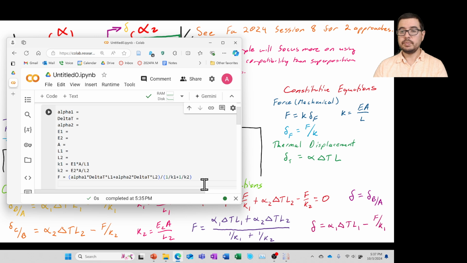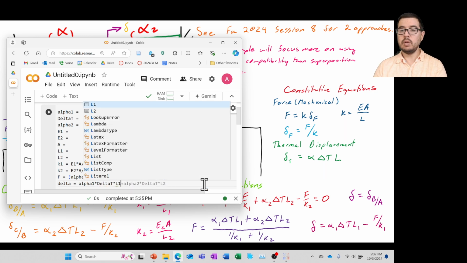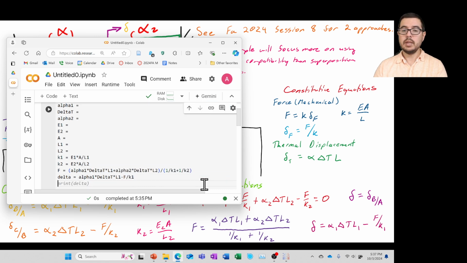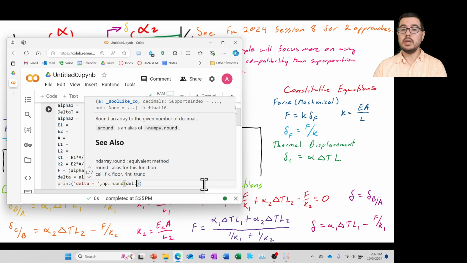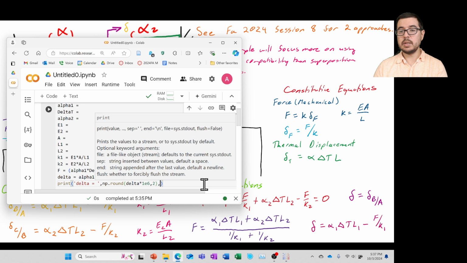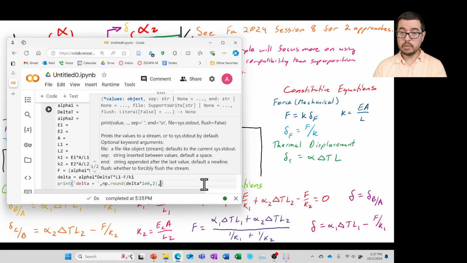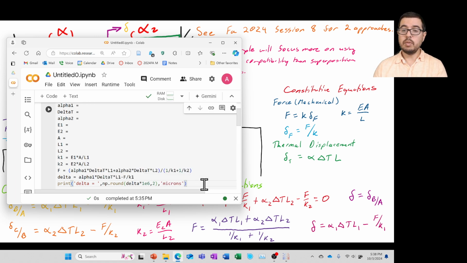For the delta, we have our alpha 1 times delta T times L1, minus force divided by K1. And we're going to print the delta. Did they say it's in microns? I think it's probably going to end up in microns, so we'll use np.round on delta, multiplied by 1e6. We can go a couple decimal places, hopefully that's enough. It might not be. We'll see. If it gives a 0, then we'll change it. And we'll label it microns like that.